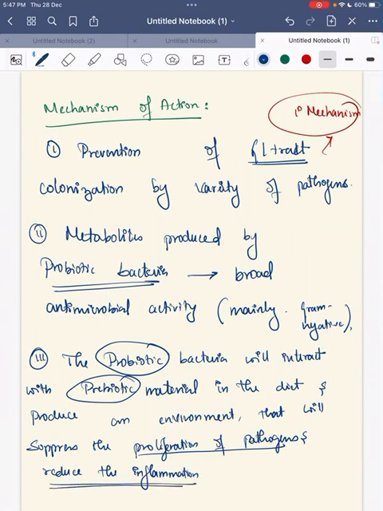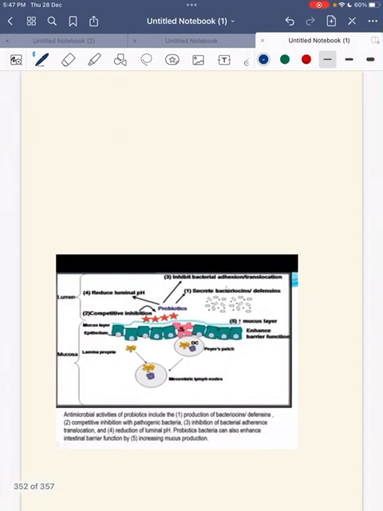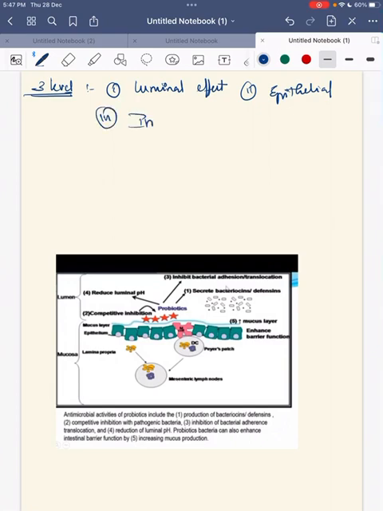So the main mechanism, as told earlier, is the suppression of the proliferation of pathogens and their inflammation. How does that happen? The mechanism of this probiotic happens at 3 levels. First, the luminal effect. Second, the epithelial effect. And third, the effect on immunity.